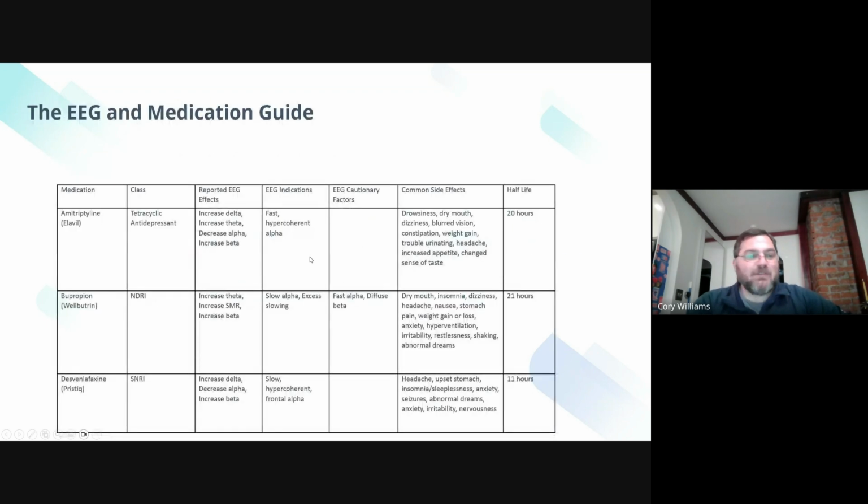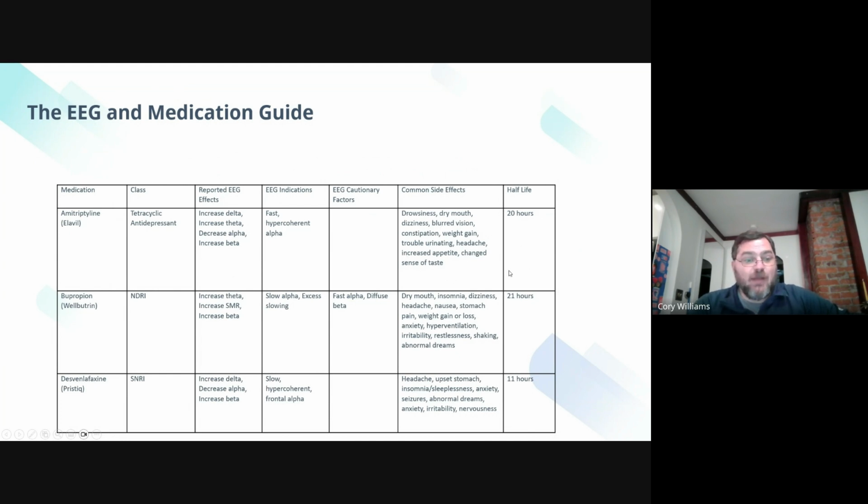Okay, so I've got a little snippet from our medication guide here on this page. Now, the whole medication guide, which everybody should have access to, it's pinned in the chat, is, I don't know, maybe 15 pages long, and it goes through every medication that has come across our clinic. So what we do is we write out the name of the medication and other names you may find it by, the class of the medication, the reported EEG effects, EEG indications or cautionary factors, the most commonly reported side effects, and the half-life.